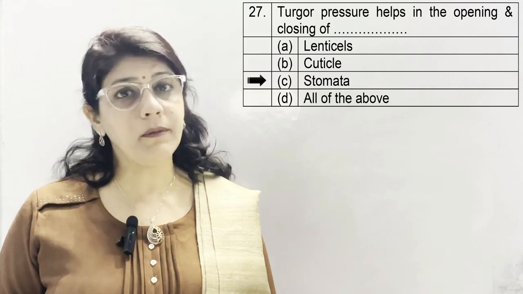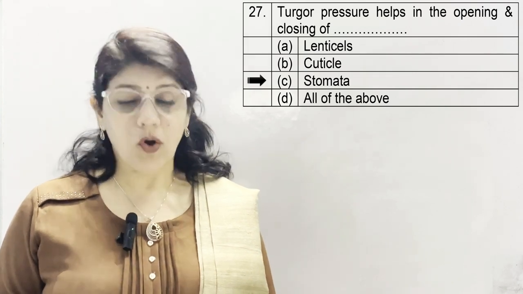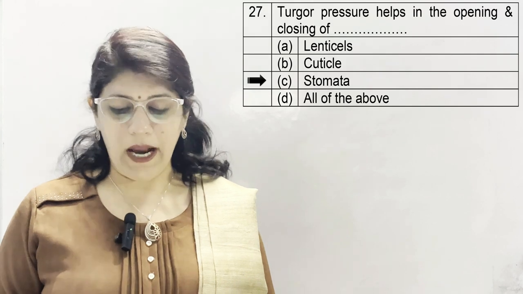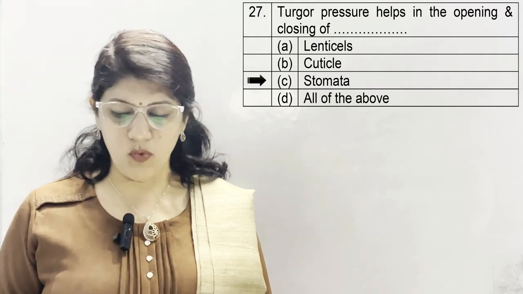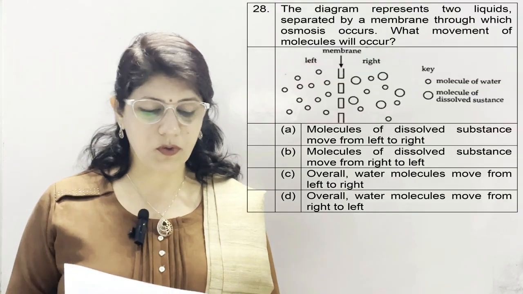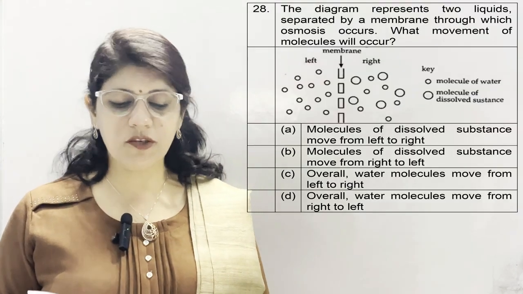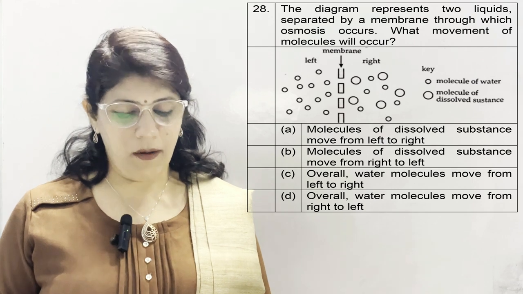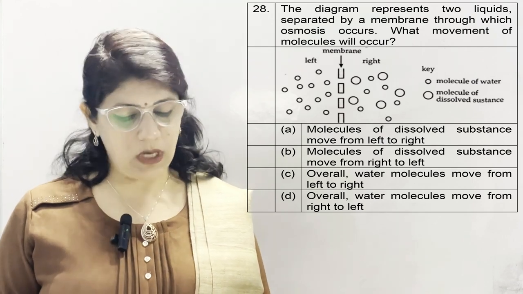When the guard cells become turgid, they expand, causing stomata to open, and become flaccid as they lose water, causing stomata to close. In question number 28, the diagram represents two liquids separated by a membrane through which osmosis occurs.